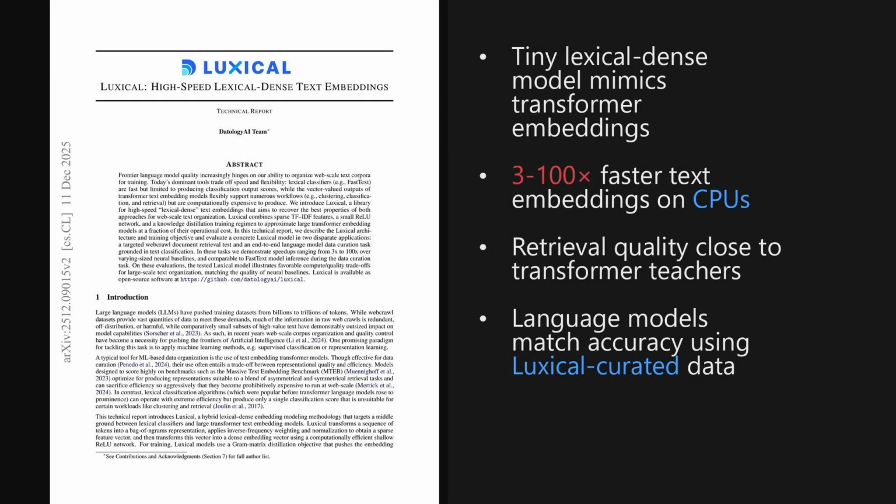Luxical shows that a tiny lexical dense model, trained to mimic transformer geometry, can deliver transformer-like retrieval and data curation quality while running tens of times faster on plain CPUs. That shift makes web-scale filtering, clustering, and deduplication far more accessible.